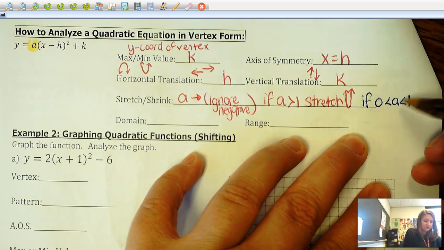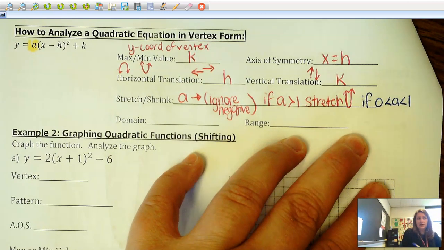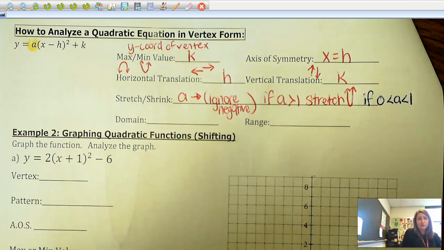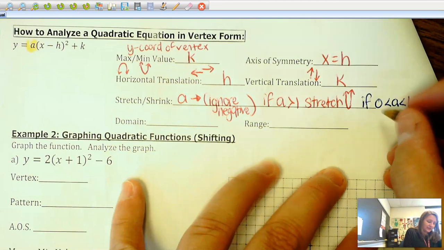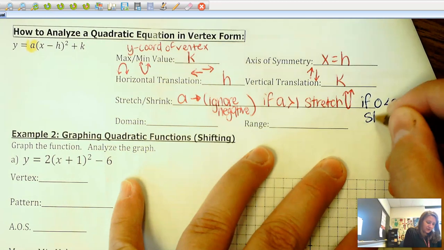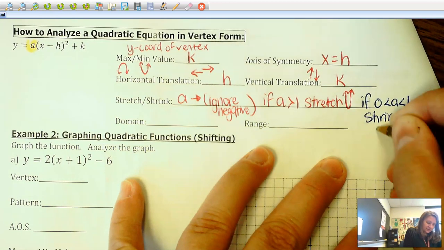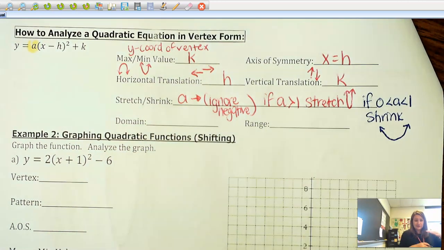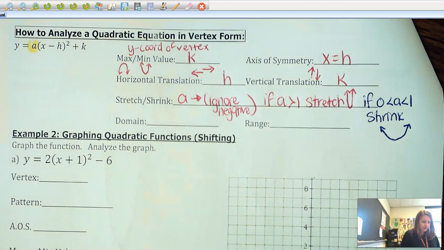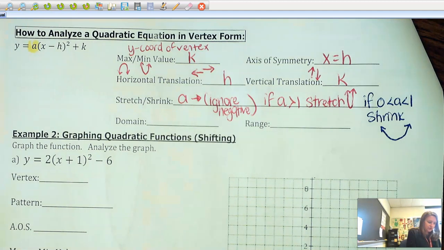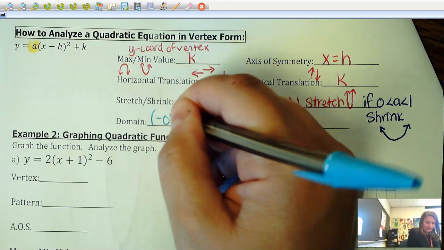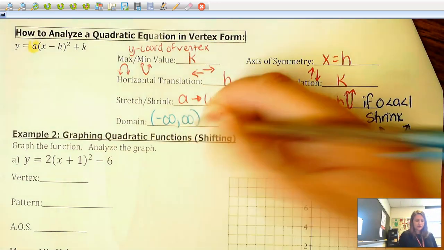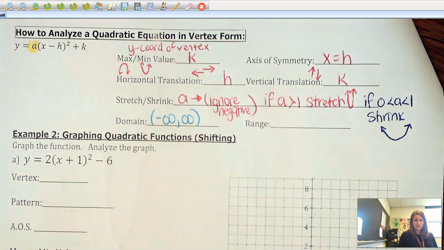If your a value is some number between 0 and 1, like 1/2, 1/3, 2/3, 4/5, something like that, that is what we call a shrink. And a shrink is going to widen your U shape and compress the graph. Now, for your domain and range, domain for any parabola, doesn't matter if it turns right side up or upside down, is going to be from negative infinity to infinity.